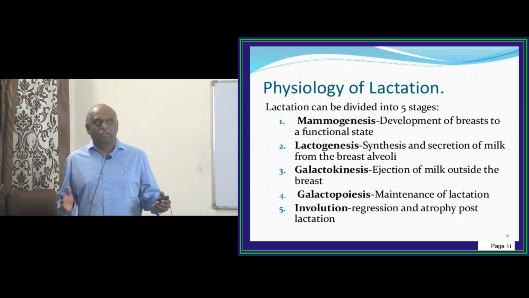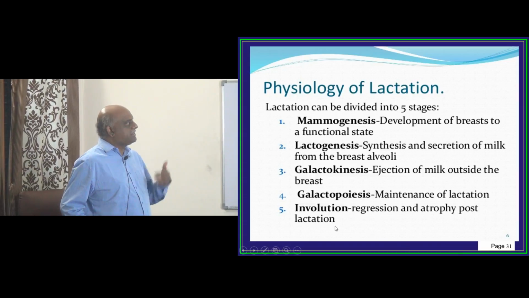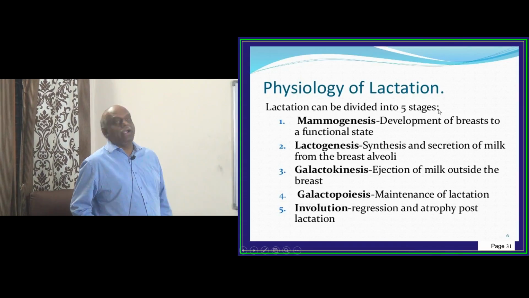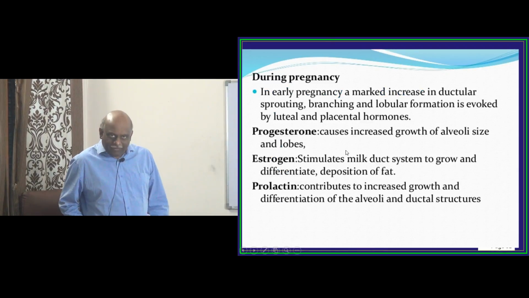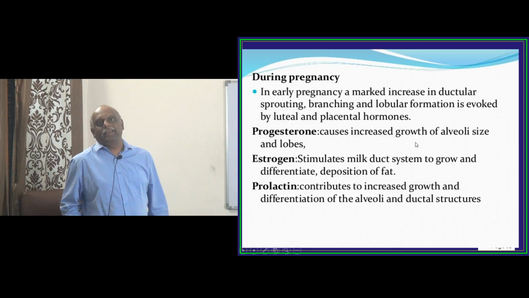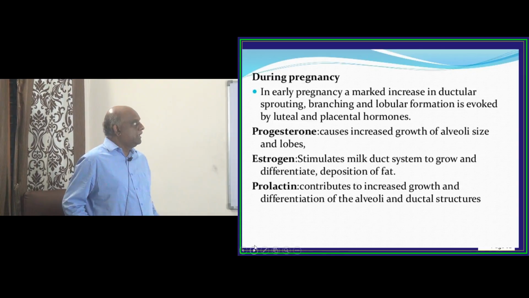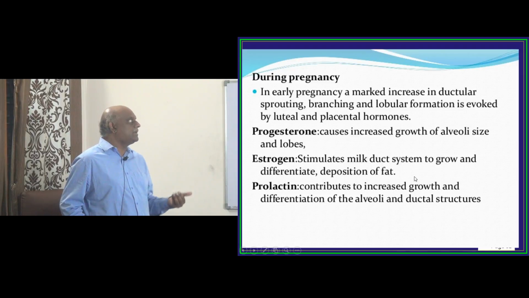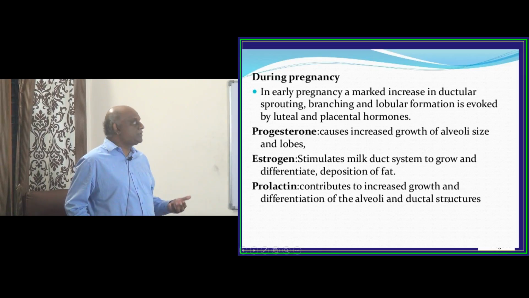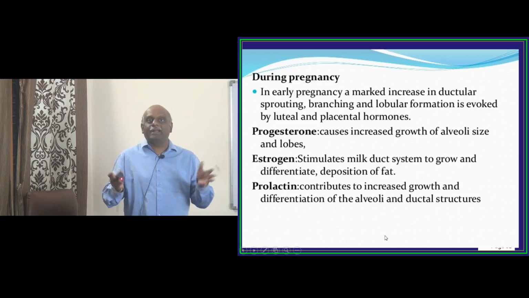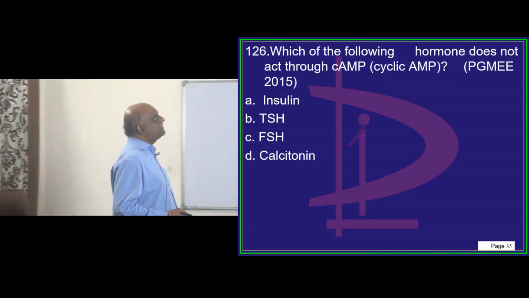So if you look at the lactation, mammogenesis, lactogenesis, galactokinesis, galactopoiesis, involution, that is how you divide the lactation into the various stages is what you need to remember. So during the pregnancy, progesterone mainly makes the alveolar size and the size of the lobes grow. Estrogen stimulates the milk duct system to grow and differentiate and deposits the fat. Prolactin contributes to the increased growth and differentiation of the alveolar and ductal structures, preparing the mother to lactate after the delivery. So that is the function.